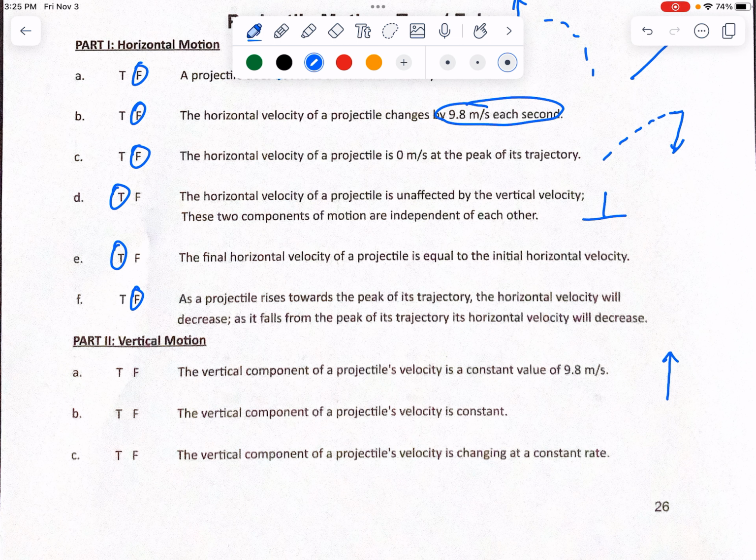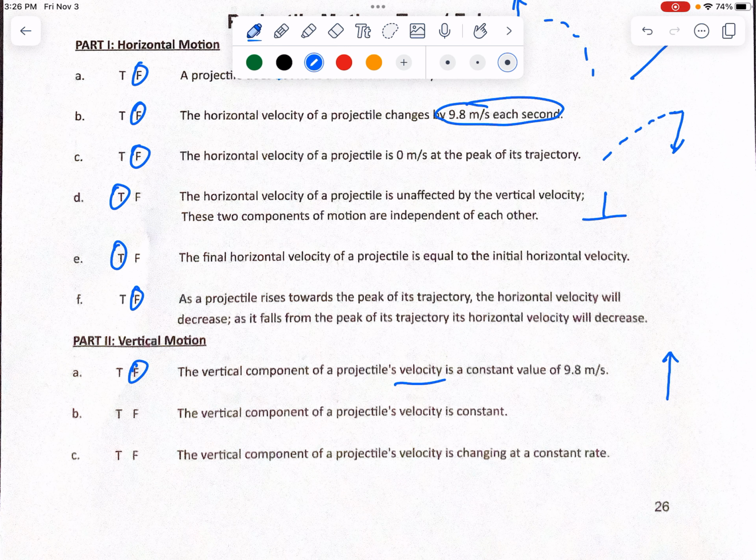Okay, so this is going to be false because you've got to be careful with this. This 9.8 is kind of trying to lure you out there. 9.8 meters per second squared would stay constant, but that's acceleration. We're talking about velocity here. So velocity is slowing down as you go up and then speeding up as you come down. So it's not going to stay constant.